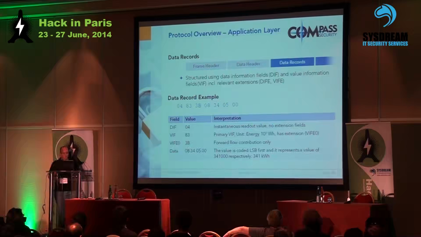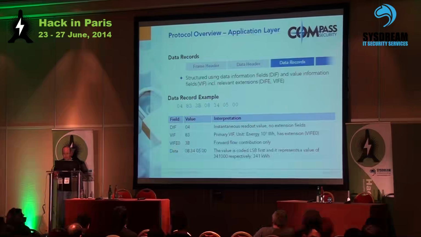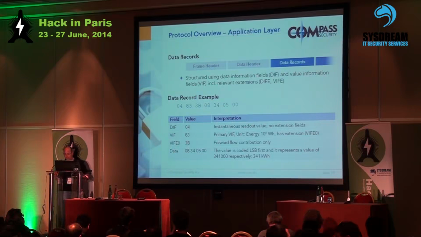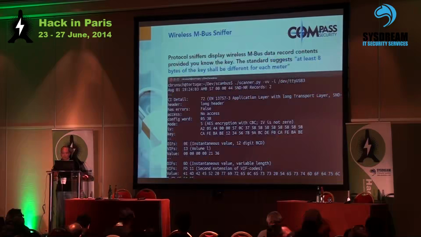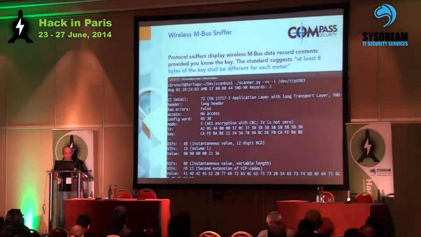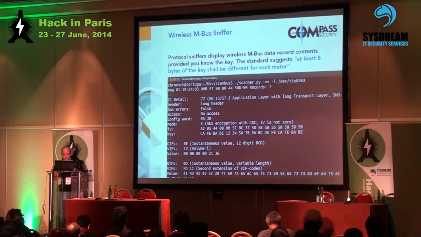It's kind of difficult to find open source sniffers, so I decided to implement a little Python script. You could use this little Python script with some sort of special hardware, and I just used it to get some overview on what they are really sending around. Then I figured, okay, lots of the vendors are using encryption. I dug into the standard, and the standard clearly states at least 8 bytes of the key shall be different for each meter.